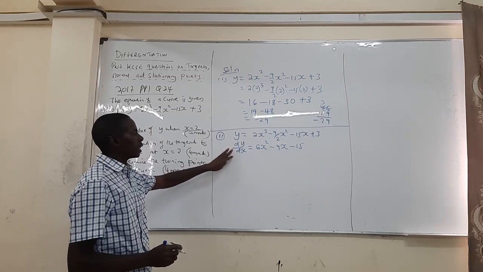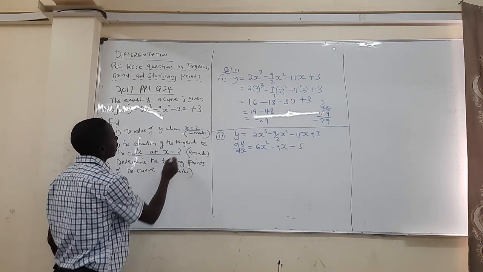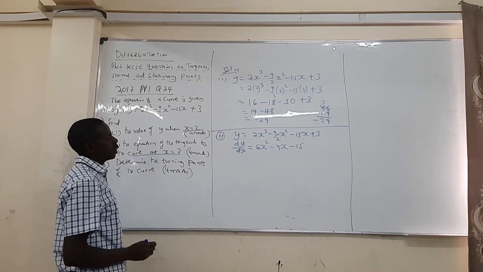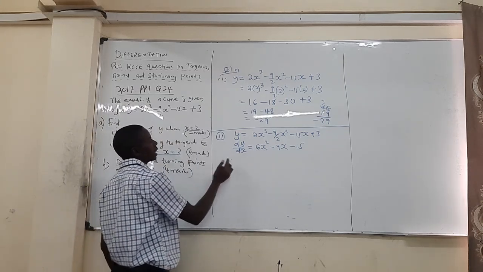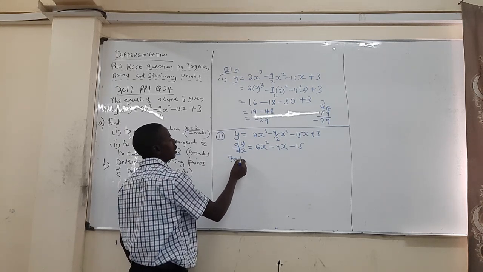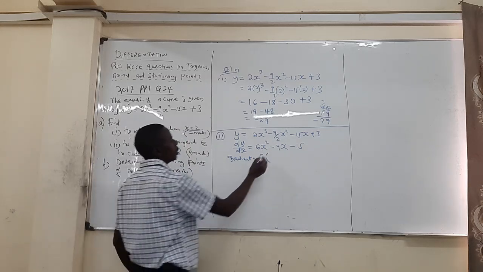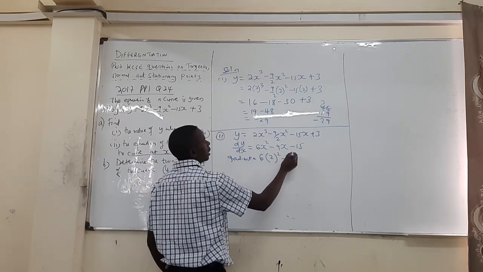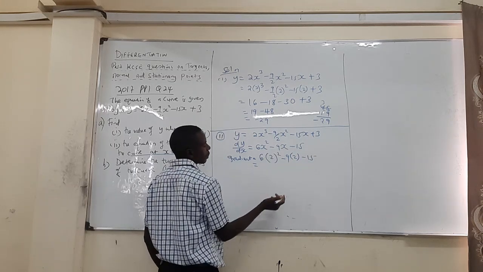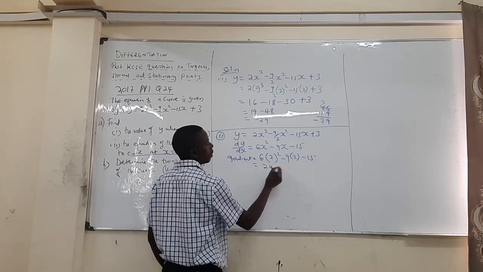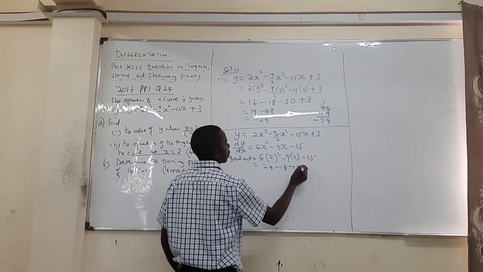of the curve at any given point. But we're interested in the gradient at x equals 2. So we just substitute the value of x with 2 to get the gradient at that point. So the gradient will be 6 times 2 squared, minus 9 times 2, minus 15. 2 squared is 4, times 6 gives 24. 9 times 2 is minus 18, then minus 15.